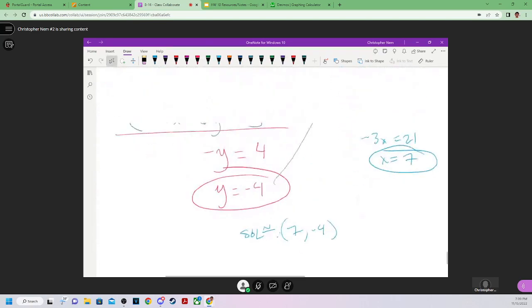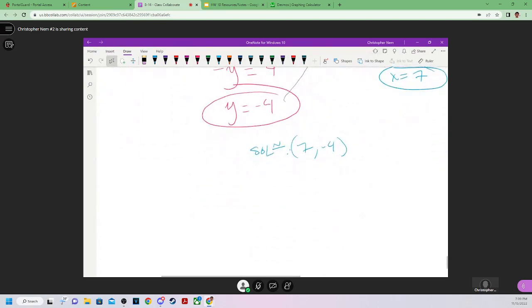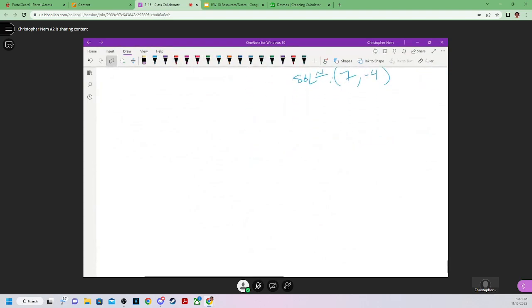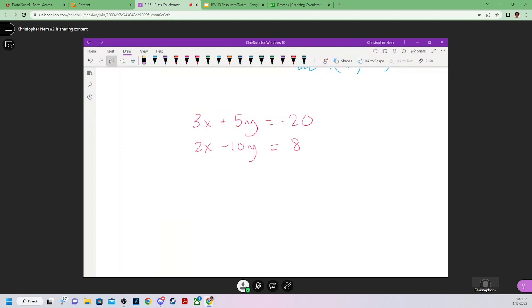Well, let's step up the difficulty a bit. So this one we just simply added. We didn't need to use the last property, but let's step up the difficulty. Now, what happens if I have another system number 2, which is going to be, let's say I have 3x plus 5y equals negative 20. Let's see what else. 2x minus 10y equals 8. So go ahead and try to use any of the three properties to see what works out and what doesn't. Sometimes it plays out nicely, sometimes it does not.